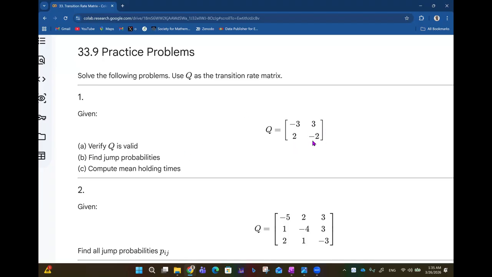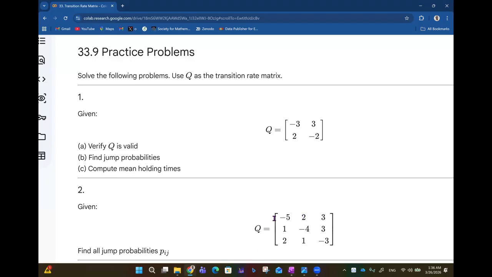Find jump probabilities. That's where you do Qij over minus lambda I or something like that, over lambda I. Then compute mean holding times. So here, find all jump probabilities Pij. Pij here is each Qij, all over minus Qii.